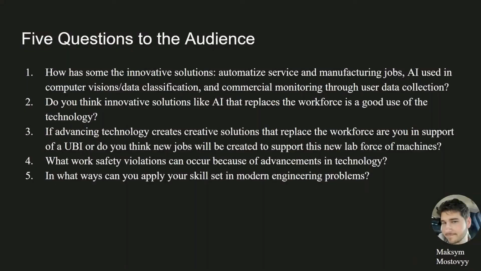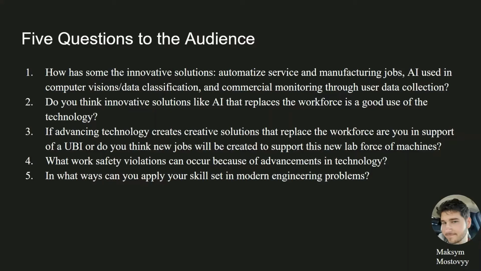Right. And now that you've got a really brief understanding of some of the ethical issues, challenges, and opportunities with creativity and innovative solutions to our engineering problems, here are some questions I think you should ask yourself to reflect on this. How have some of the innovative solutions, like automated service and manufacturing jobs, AI used in computer vision and data classification, and the commercial monitoring through user data collection affected you? Do you think automated solutions like AI that replace the workforce are a good use of the technology?